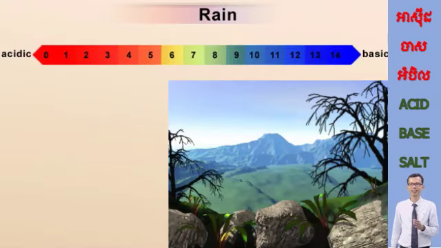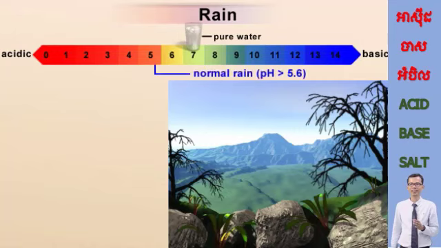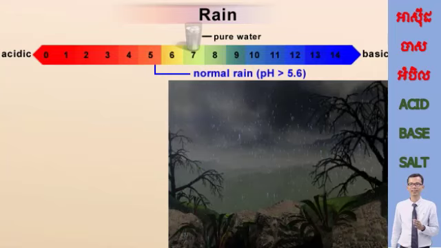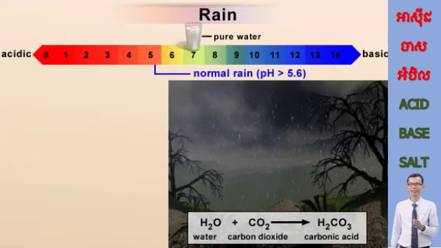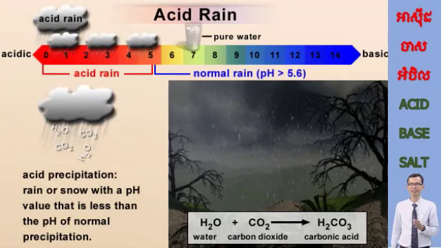As you learned earlier, pure water has a pH of exactly 7. Normal rainwater has a pH of about 5.6, which is slightly acidic. The acidic pH of rain occurs because some of the carbon dioxide in the atmosphere reacts with water as rain falls to Earth, forming carbonic acid, H2CO3. You are probably familiar with the term acid rain. Acid rain has a pH below that of normal rainwater.